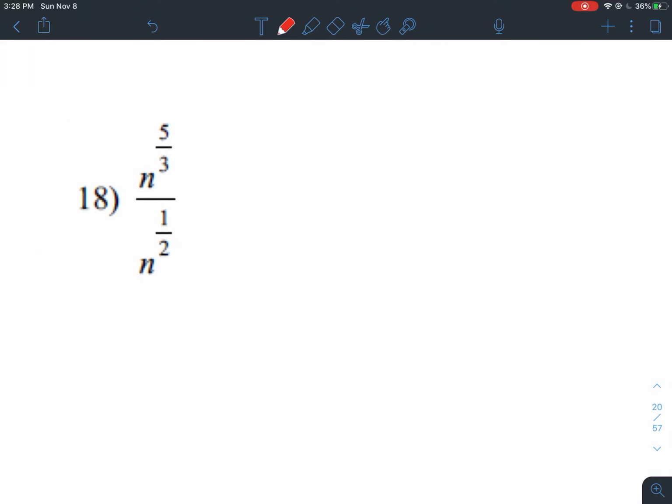And then again here, we're dividing things with exponents, so we need to subtract them.